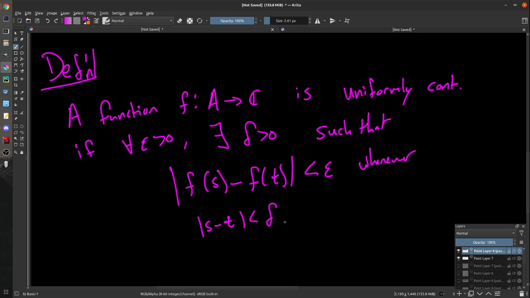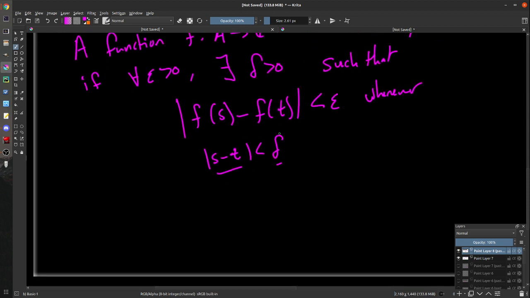We're just saying uniformly continuous. So the same delta here works for all choices of s and all choices of t, something like that, right? If you're within delta of a given point, any given point, then the images of those points are within epsilon of each other. So it says that you don't have to vary your delta by your choice of points. And why do we care about this? Well, we care about it for the following fact.